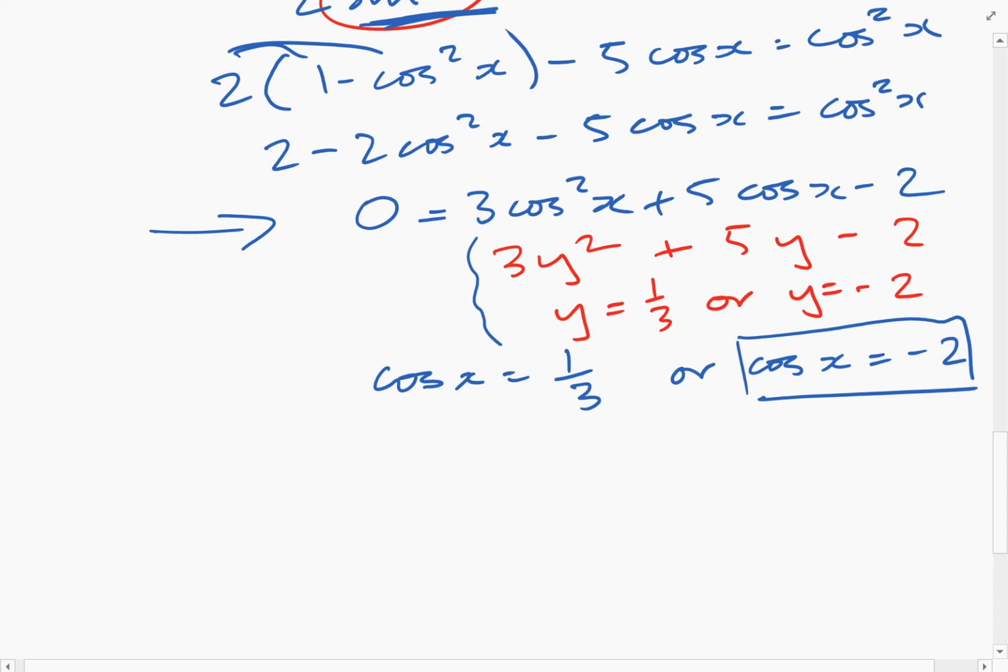If we try to solve this, if you do inverse cos of minus 2 on your calculator, it's not going to be happy because there is no value of x that you can do cos of to make minus 2, because the cosine graph doesn't go below minus 1. So there's no solutions to this. Okay, you could check yourself by doing inverse cos of minus 2, but you know the graph doesn't go below minus 1, so no solutions to that one.